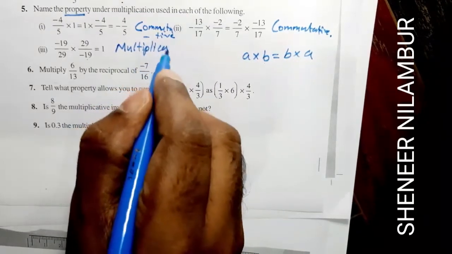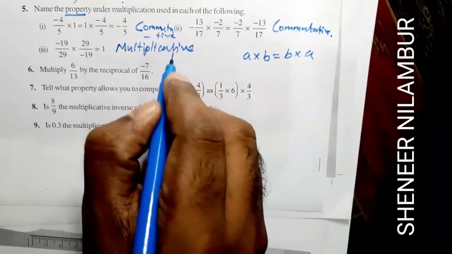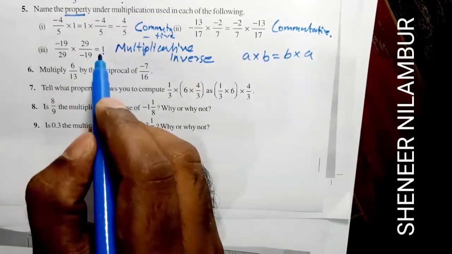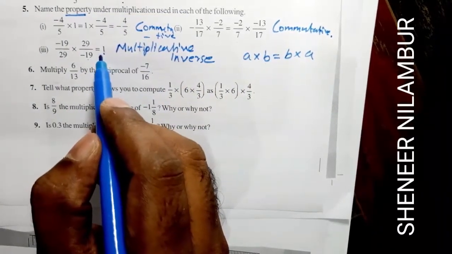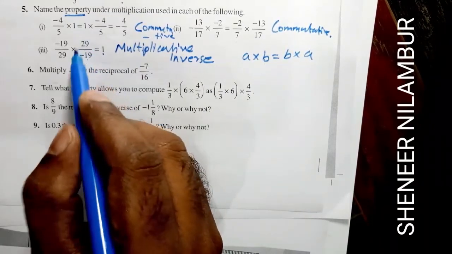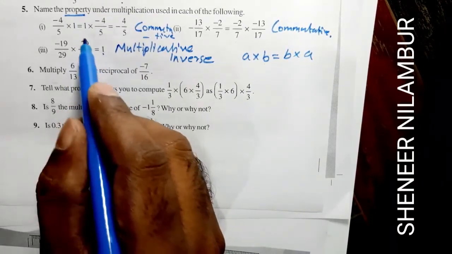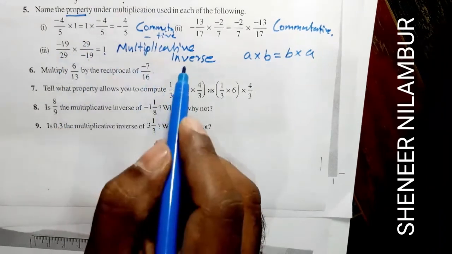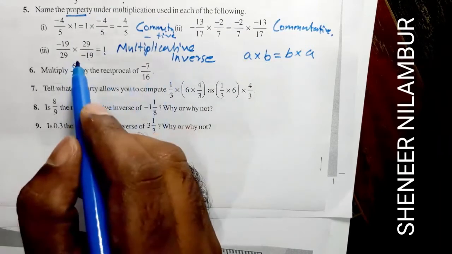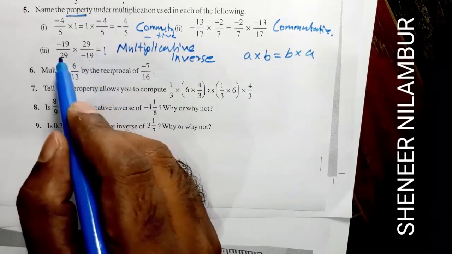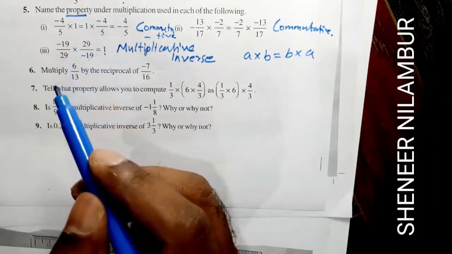Multiplicative inverse. If we get the answer 1, this is known as multiplicative identity. 1 is known as multiplicative identity. Here we used the reciprocal. It is also known as reciprocal. So which property did we use here? Multiplicative inverse. Just writing its inverse, we are changing the numerator into denominator and denominator into numerator.